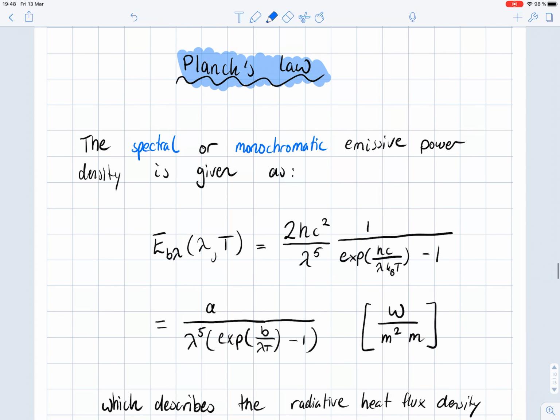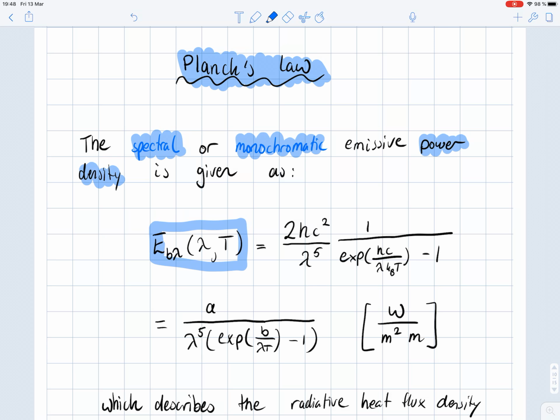So Planck's law tells us something about how the energy is distributed. It gives us the so-called spectral or monochromatic emissive power density. I'll get back to what I mean with the power density shortly. It's not energy per kilogram, but it's still called the power density. We'll see it shortly. The formula that Max Planck derived tells us the following.